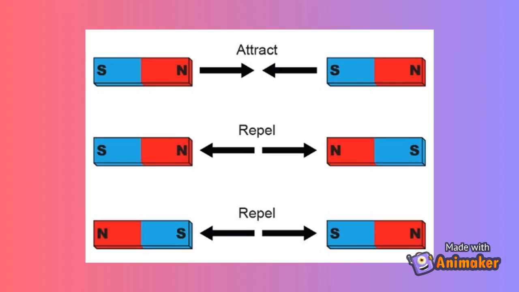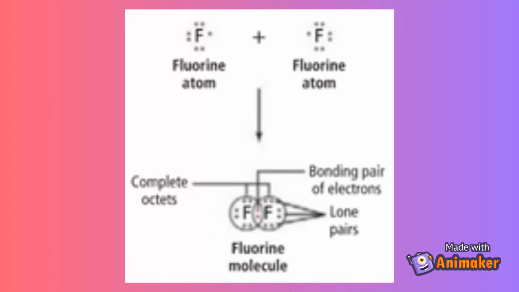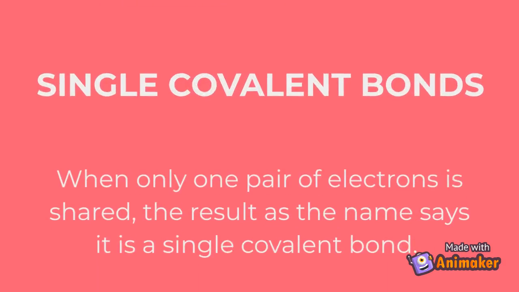Negative side, but they're attracted when it's positive and negative. Example in figure 3: two paired atoms share a pair of electrons to form a covalent bond. Note that the shared electron pair gives each atom a complete outer shell.